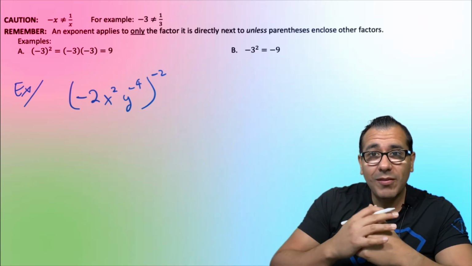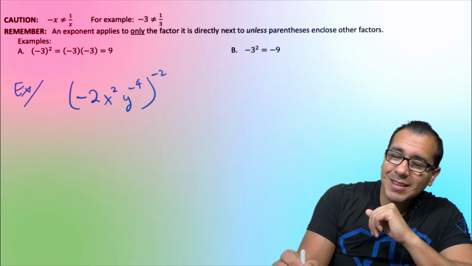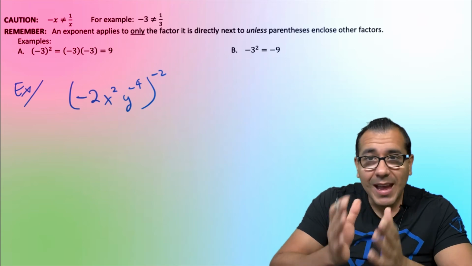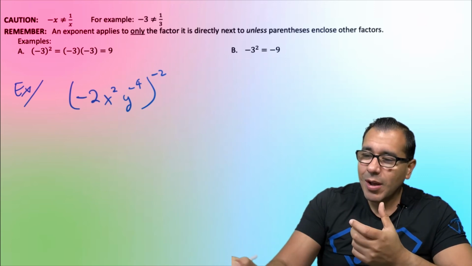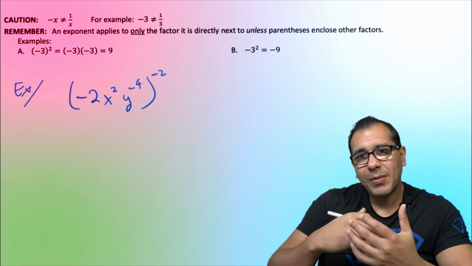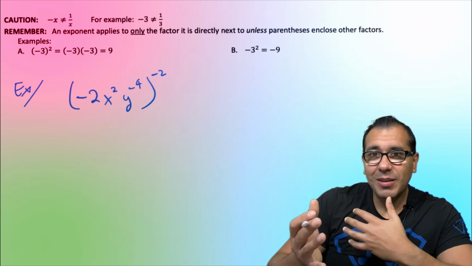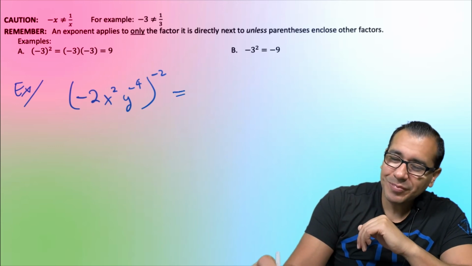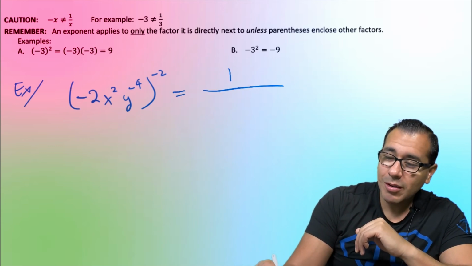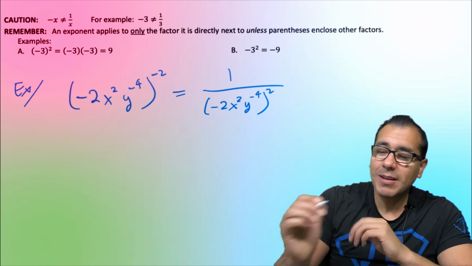This is one way of doing things. Some of you might prefer to distribute that negative 2 to each one of these exponents first, and that's perfectly fine as well. So this is what I love about the rules, is you don't have to do one first and the other, right? Whatever one makes sense first to you, you could go down that route. So here, this is the same thing as 1 over negative 2 x squared y to the negative 4th power, and now that 2 becomes positive.